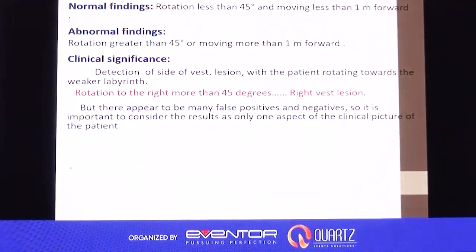Normally, rotation should be less than 45 degrees from the center and moving less than 1 meter forward. But it is an abnormal finding if I find rotation greater than 45 degrees or moving more than 1 meter forward. The clinical significance is detection of the side of the vestibular lesion, with the patient rotating towards the weaker labyrinth. Like rotation to the right of more than 45 degrees denoting a right vestibular lesion.